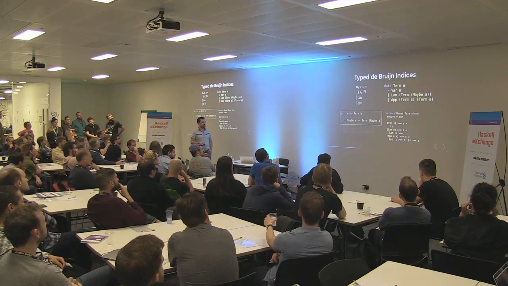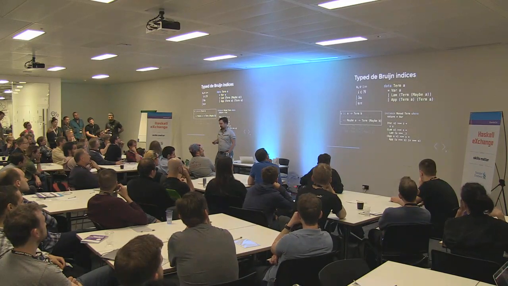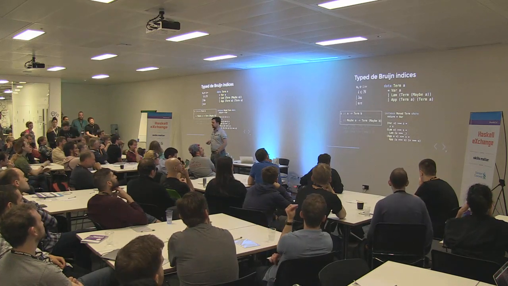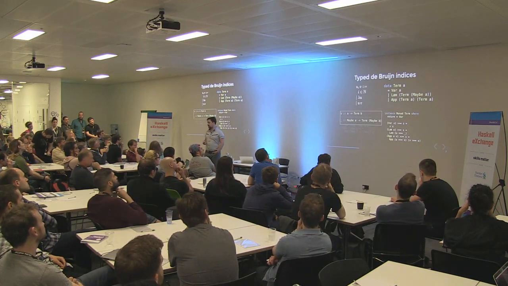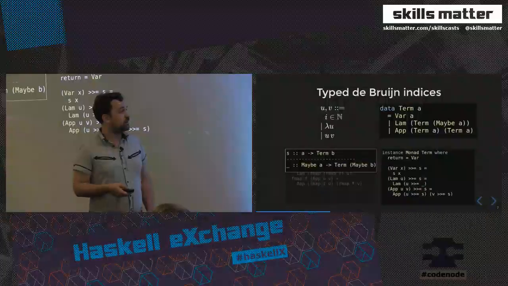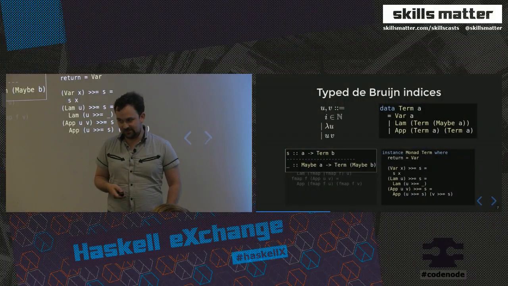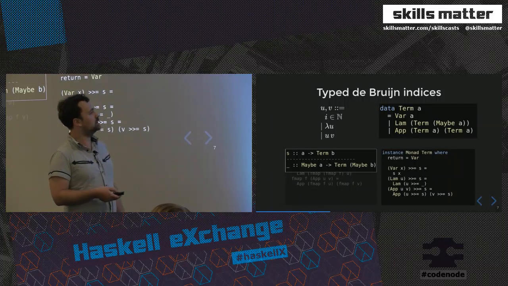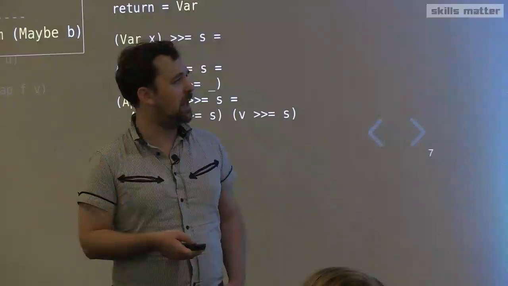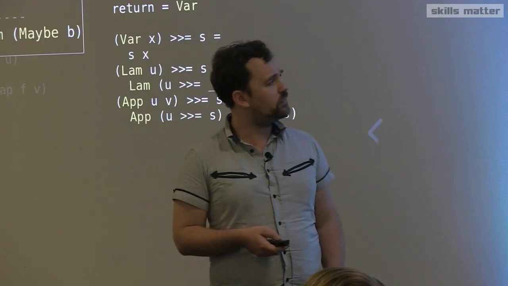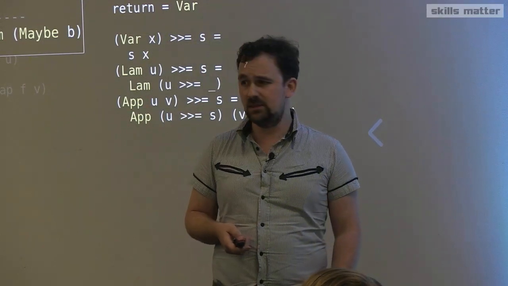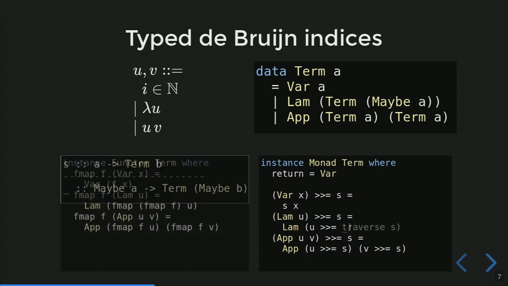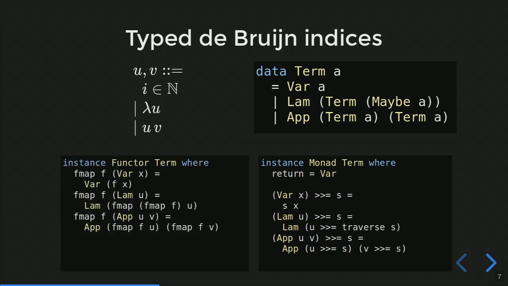So let's do the monad thing. I skipped over the applicative instance. It's not interesting. So return is evidently Var. It's the one way to introduce a variable. And the bind is pretty straightforward until the lambda. So you add in a typed hole again, and you say, okay, I've got a substitution from a to Term b, and I want one from Maybe a to Term (Maybe b). Any idea? Traverse, absolutely. So that's it. The monad instance is there.